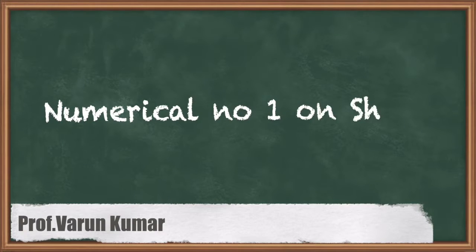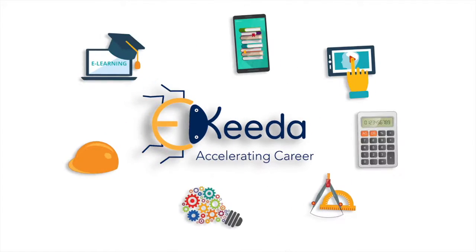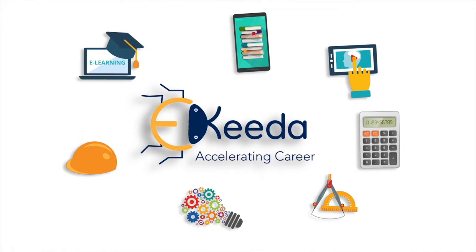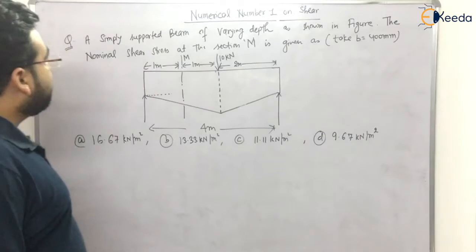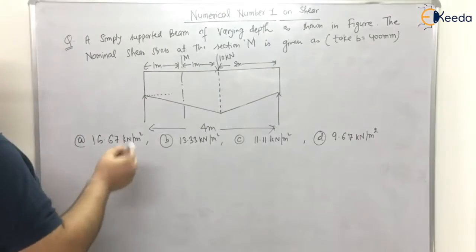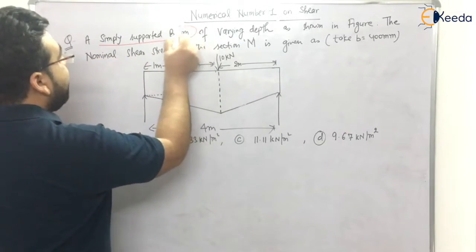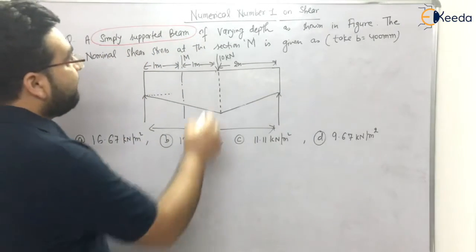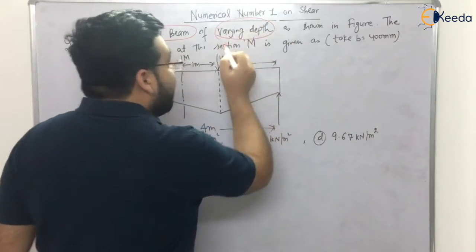Subject: Concrete Structures. Chapter: Other Important Aspects of Designing. Topic: Numerical number 1 on shear. Now students, let us see this numerical. The numerical is a simply supported beam of varying depth. Now this is important, of varying depth.